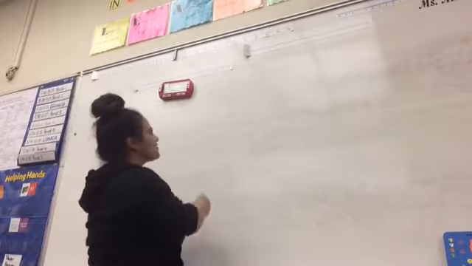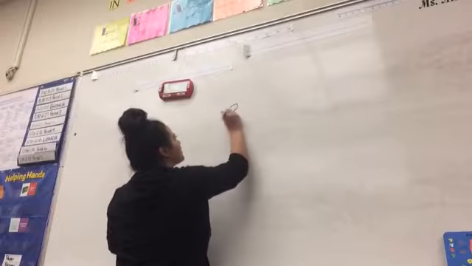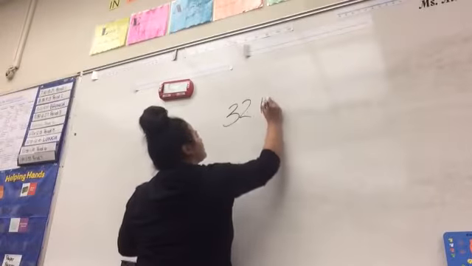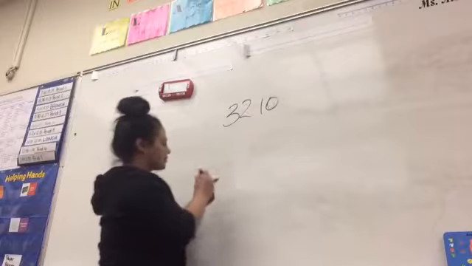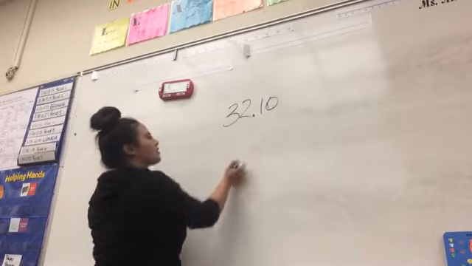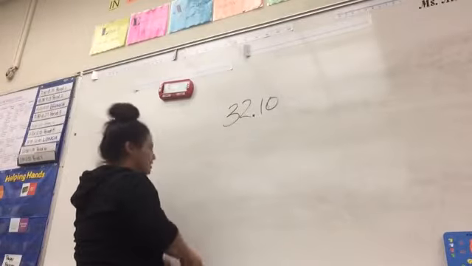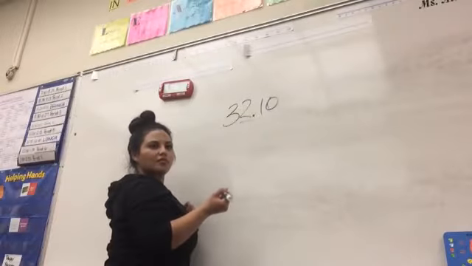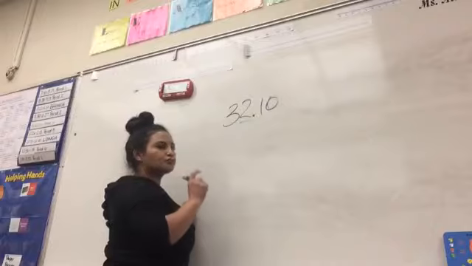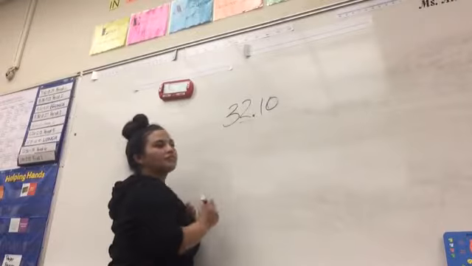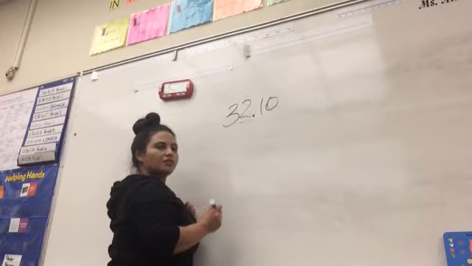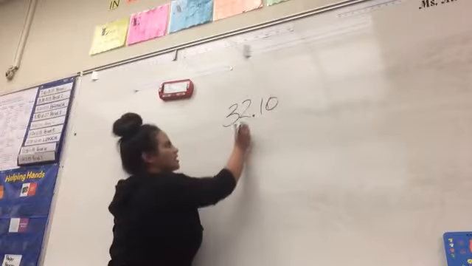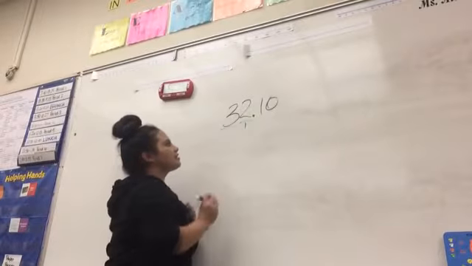Let's talk about place value again. Let's do a simple number: 32.10. Okay. Christopher, what place value is the 2 in? Hundreds. Nope. What do we always start with? Ones. Good.